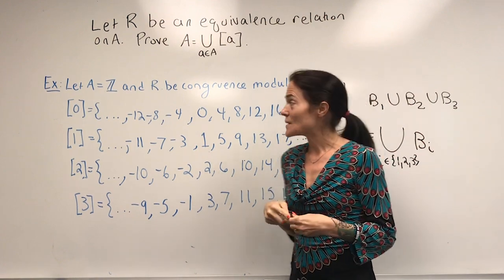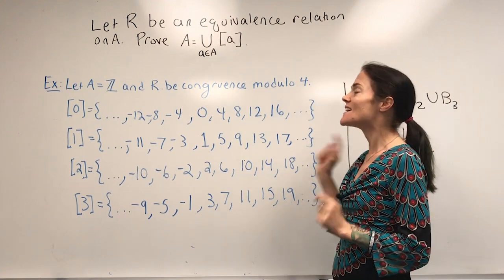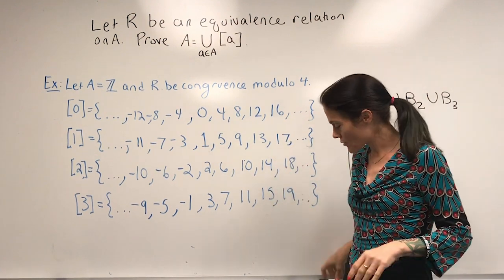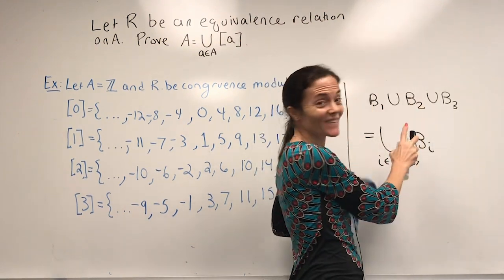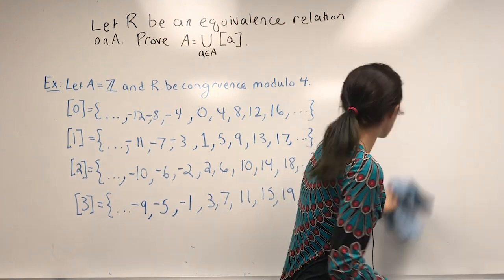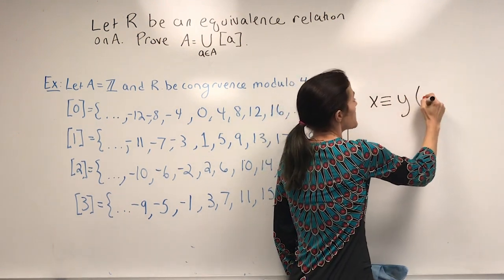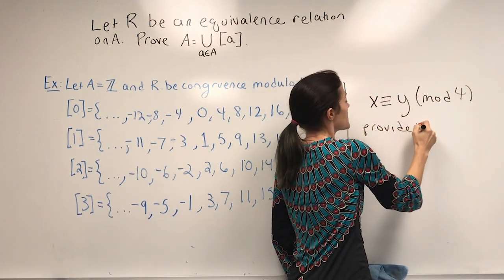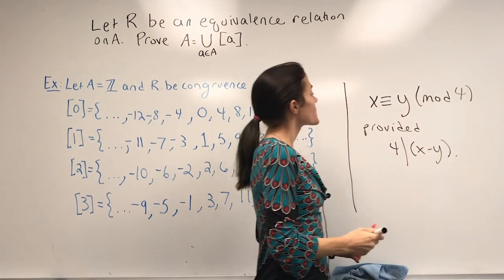Okay, so now let us discuss this example, and we've seen one like this in class. If I take the integers and I take congruence modulo 4. So congruence modulo 4, to remind you, I will come back over here with my side work area. Congruence modulo 4 is as follows. We say x is congruent to y mod 4, provided 4 divides x minus y.